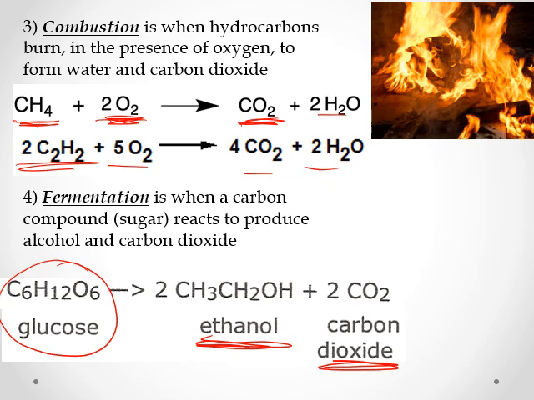You're starting with sugar and you're making alcohol and carbon dioxide. Again, carbon dioxide is a common product. Alcohol really isn't, so just look for the alcohol as a product and that will tell you it's fermentation. You have to start with the sugar to get that. You have to break down the sugar molecules.